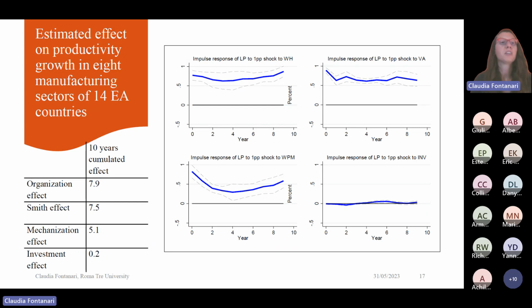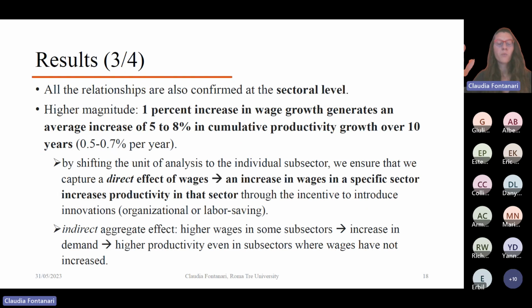Then we move to the 3-dimensional data sets, and we see that all the relations are confirmed at the sectoral level. Also the poor significance of investment. And we have, for example, for the organization effect, that the cumulated effect over 10 years is almost doubled. Now we can see that a 1% increase in wage growth generates an average increase of 5 to 8% in the cumulative productivity growth over 10 years.